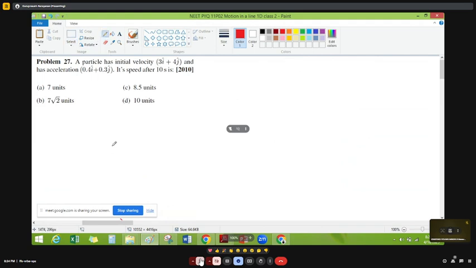The particle has initial velocity this much, that means u is given, and has an acceleration of a, its speed after 10 seconds. So they're asking for the final velocity v. What can you say about this acceleration? Is it constant or changing with respect to time? Changing, sir. Changing? Why do you say changing?